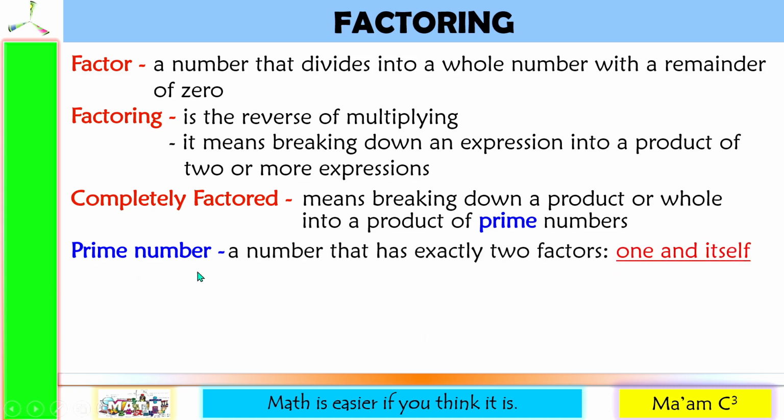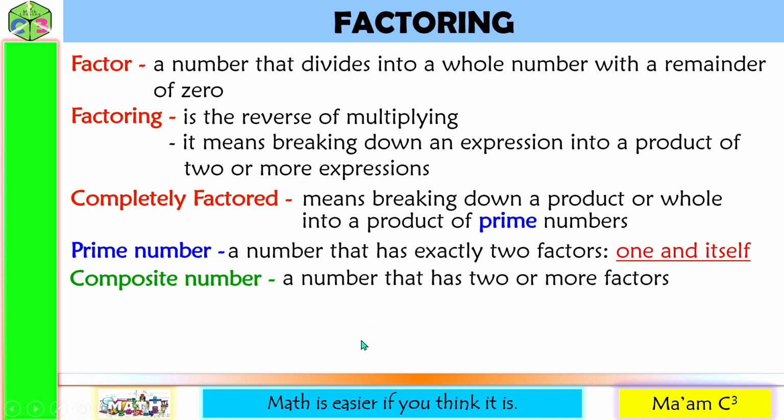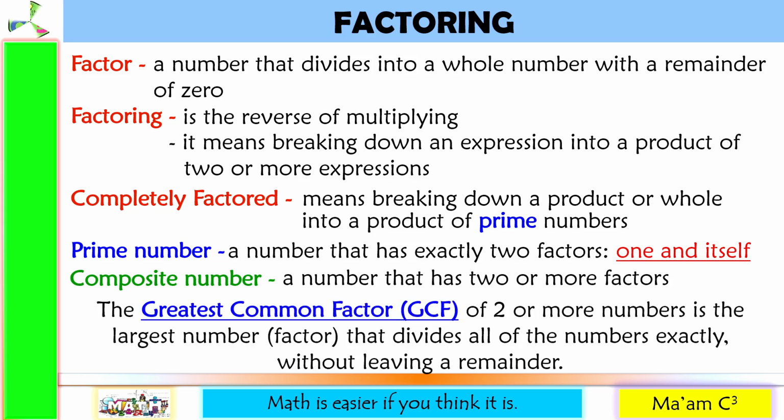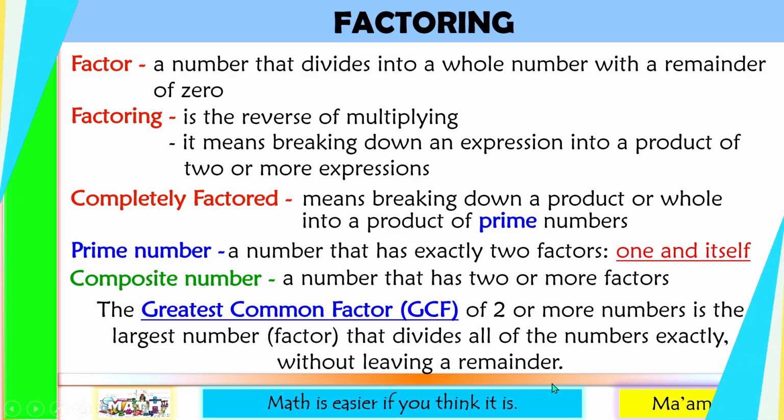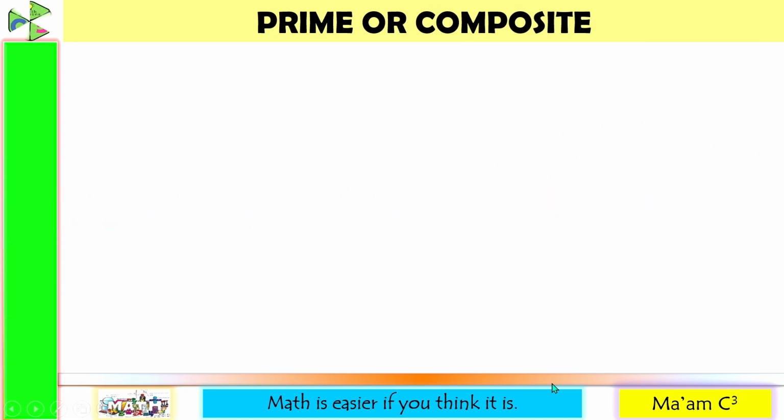And if we have prime numbers, we also have composite numbers. This is a number that has two or more factors. And since we are focused on GCF, the greatest common factor of two or more numbers is the largest number or factor that divides all of the numbers exactly without leaving a remainder. Let's have a quick activity. Determine if it is prime or composite.